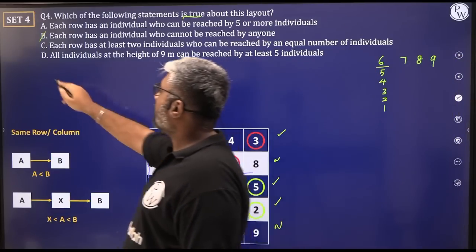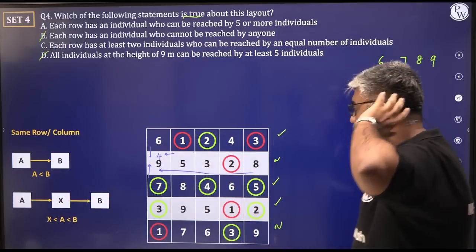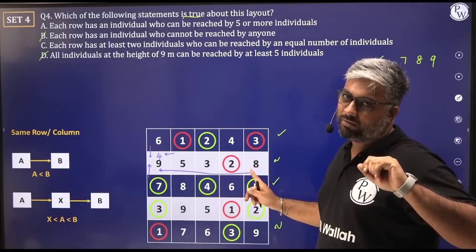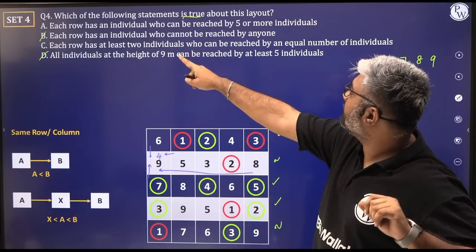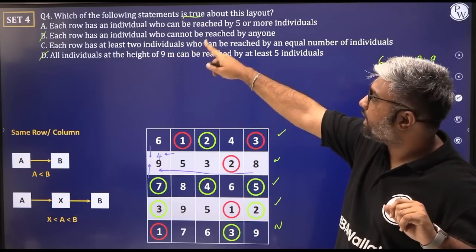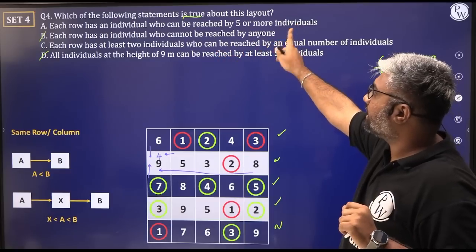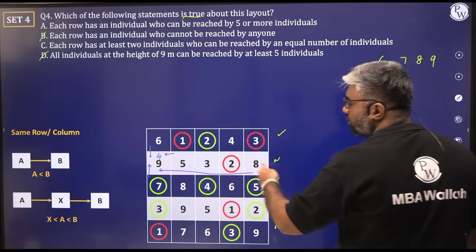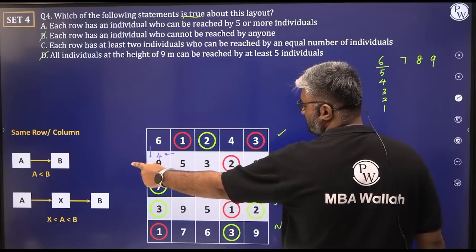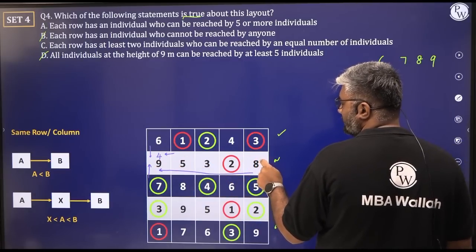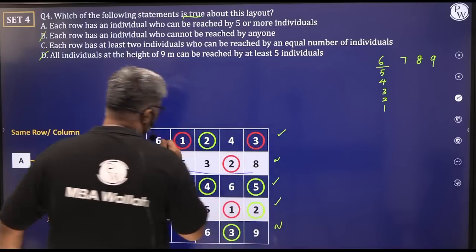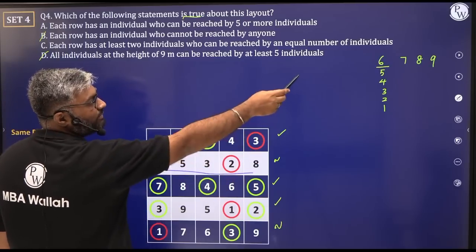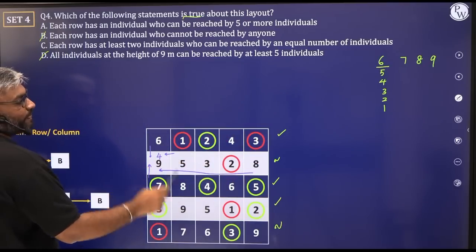We know it cannot be D. And if you look at one more number, if you solve one more platform, you can also eliminate option A. Because what is it saying? That each row has an individual that can be reached by 5 or more. Our bet was 6, 7, 8, 9. We saw in this row we have a 9 and an 8. 9 is not possible. If we look at just one more, this 8, we can do it. And if you look at this 6, that also works, because in this row, out of 6, 7, 8, 9, only 6 is here.